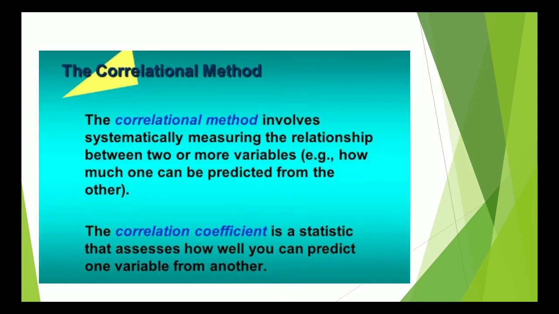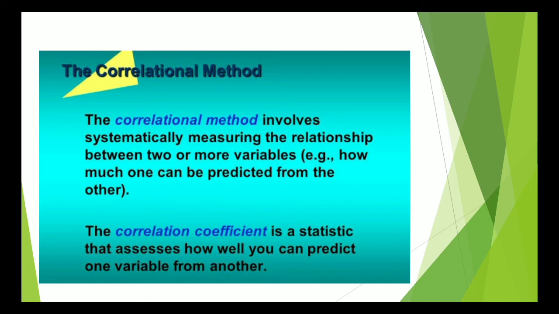The next method is a correlation method. Correlation method is very simple to understand. A relation over here means it is related to two or more variables. In the last class, I explained to you what the variables are. Variables are anything that keeps on varying or keeps on changing.